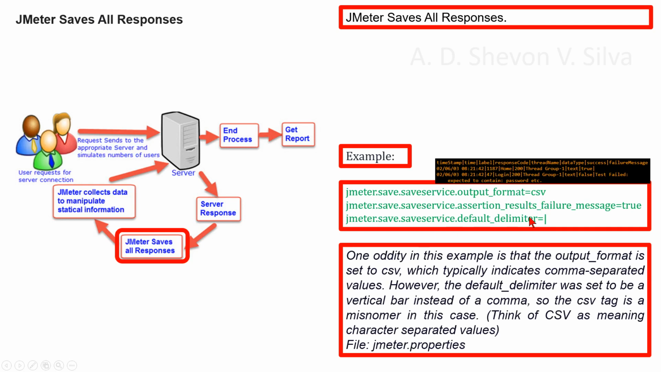Here, jmeter.save.saveservice.assertion_results_failure_message. True when field should be saved, false otherwise. Assertion_results_failure_message only affects CSV output, default to true.